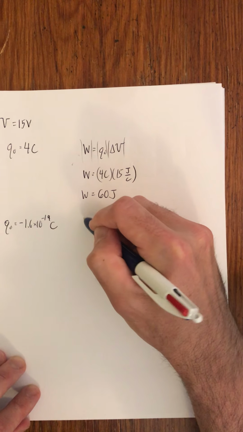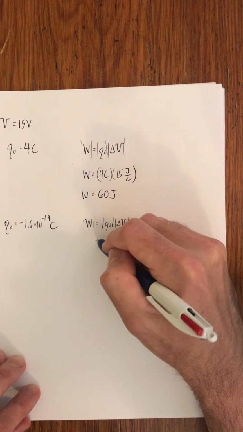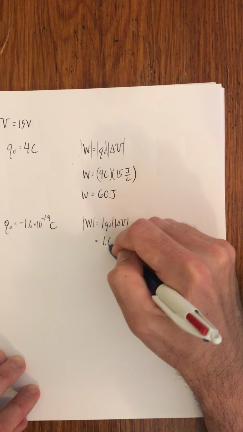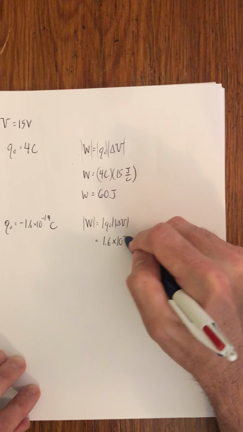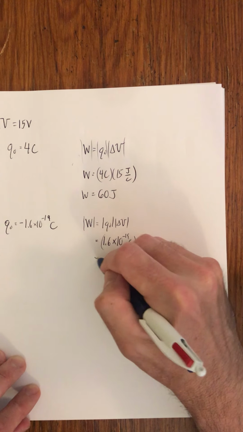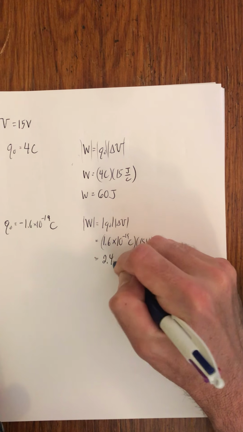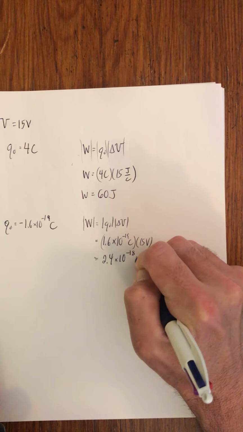So if I want to find this in joules, I'm going to plug in my charge in coulombs. This is 1.6 times 10 to the negative 19th coulombs times 15 volts. And I've got to put that in a calculator. I think I know what the answer is, but I don't want to be wrong. Okay, yeah, 2.4 times 10 to the negative 18th joules.